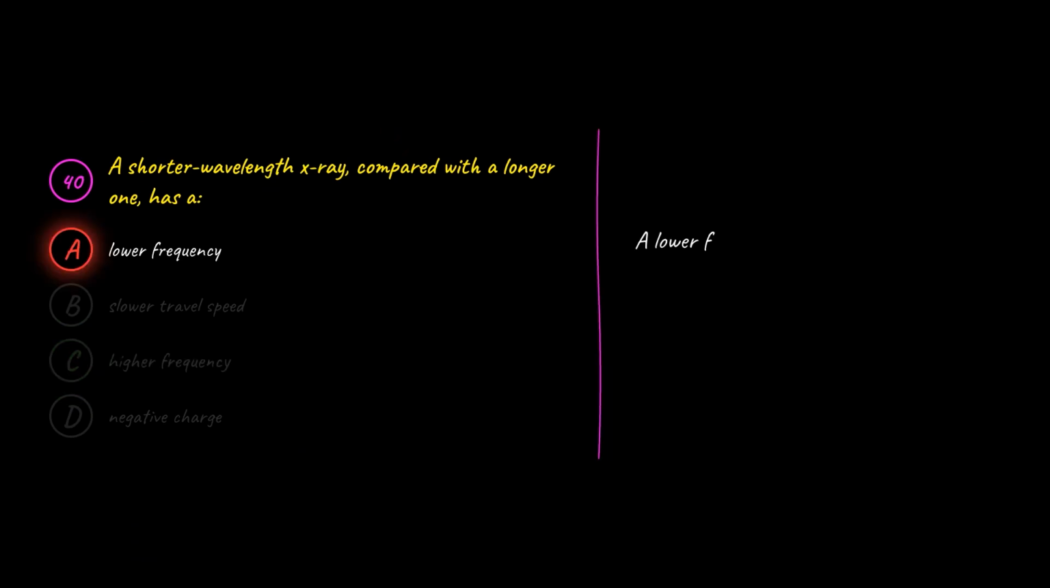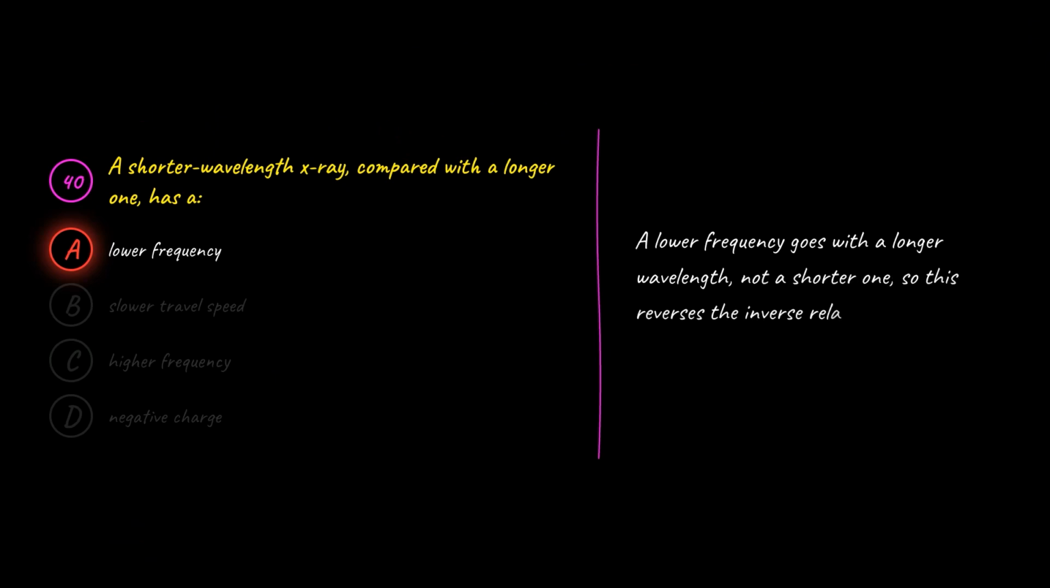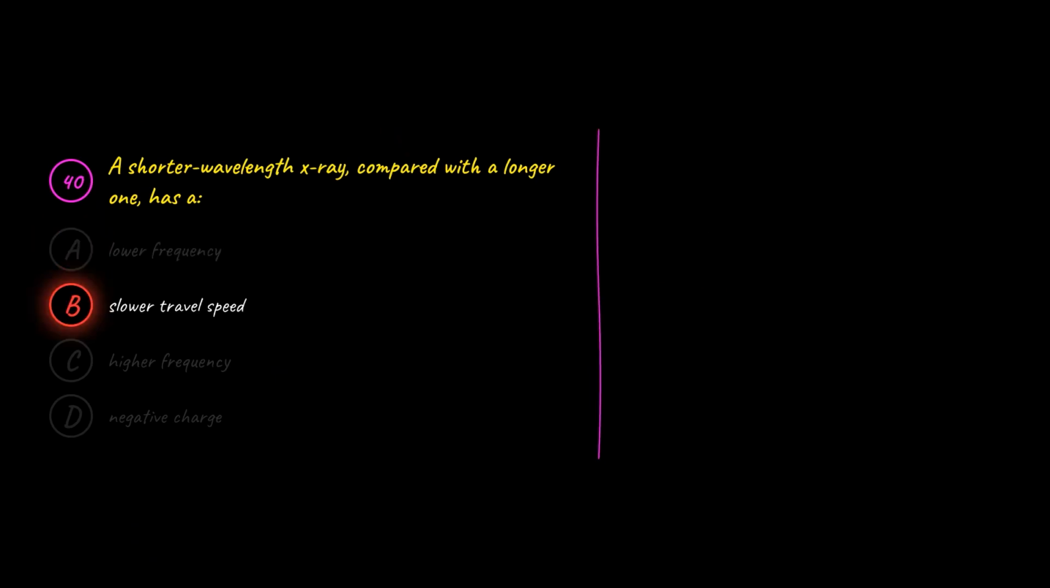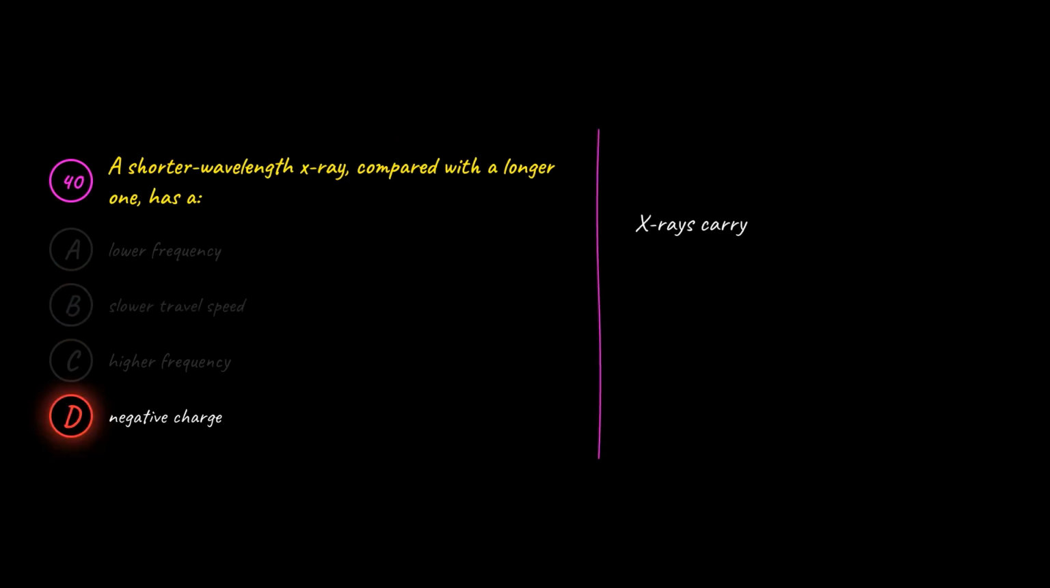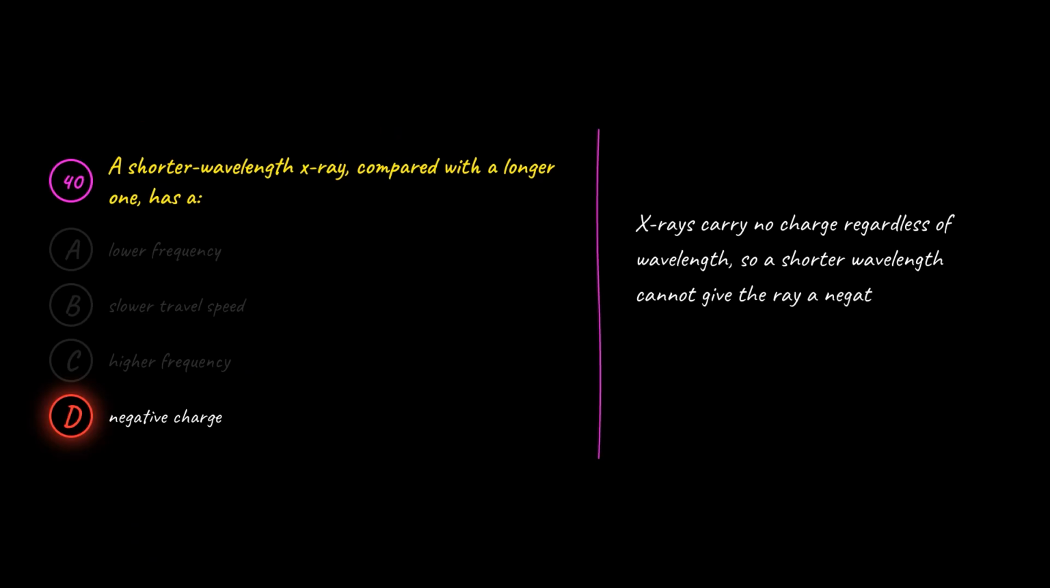A is wrong because a lower frequency goes with a longer wavelength, not a shorter one, so this reverses the inverse relationship that the constant speed of light requires. B is wrong because travel speed does not change with wavelength, since all electromagnetic radiation moves at the speed of light, so the shorter wave does not move more slowly. D is wrong because X-rays carry no charge regardless of wavelength, so a shorter wavelength cannot give the ray a negative charge.